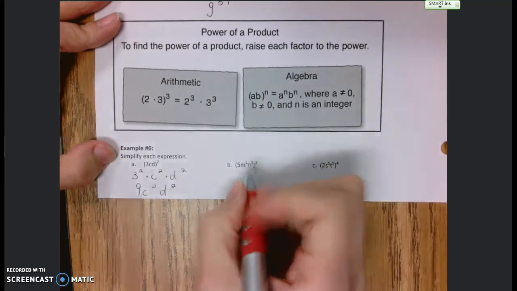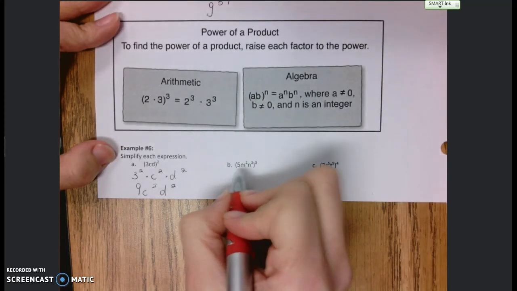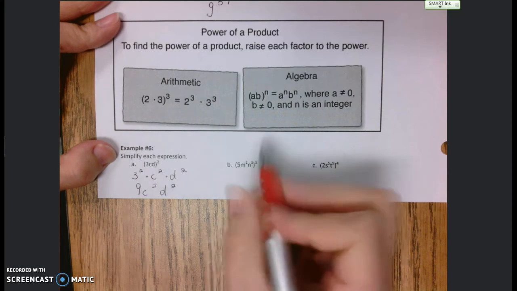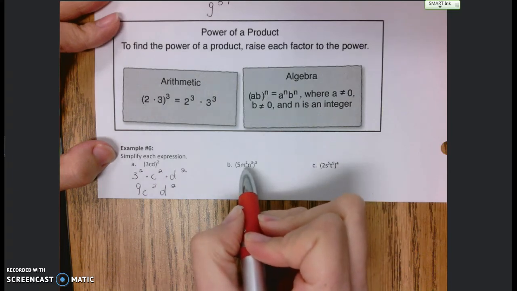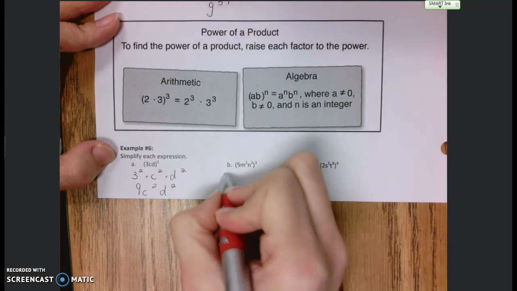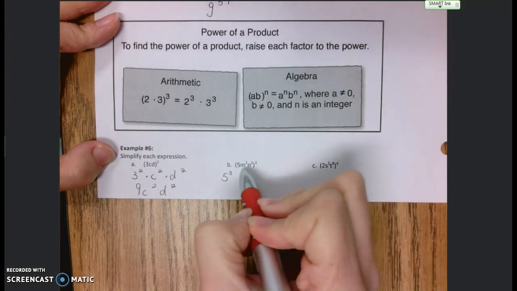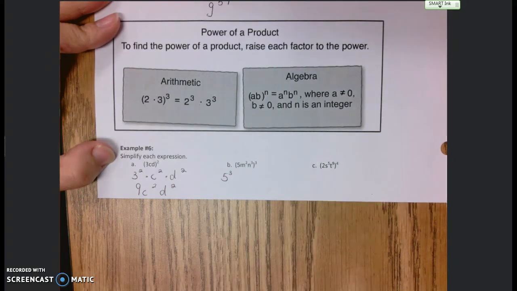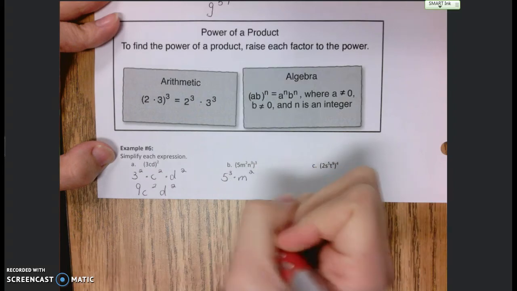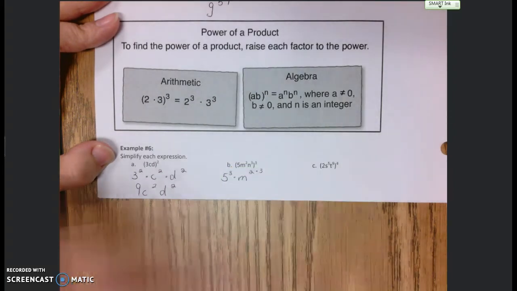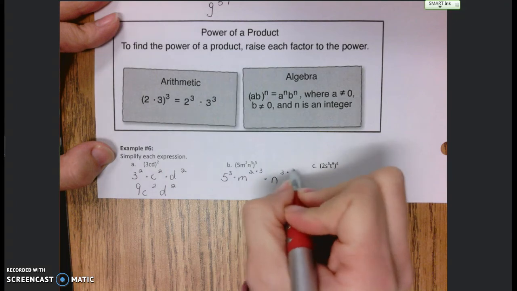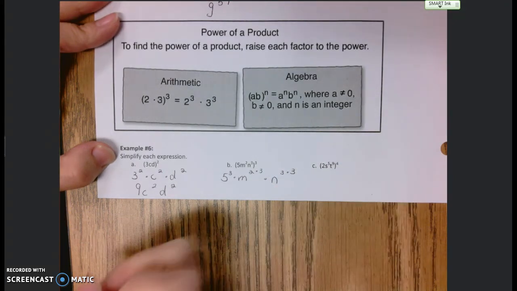So on this one, again, they're asking us to do everything raised to the third power. So this one's a little bit different because I actually have an exponent on some of the variables on the inside of the parentheses. So this is 5 to the third. Then this is m to the second being raised to the third power again. So I need to do m to the second times the 3. Then n to the third times the 3. I'm applying another law of exponents right now.